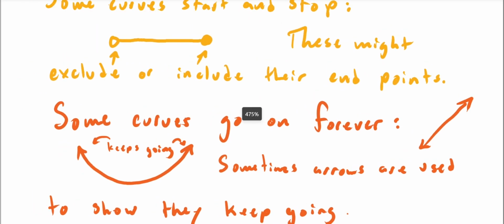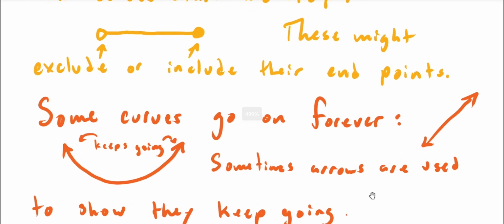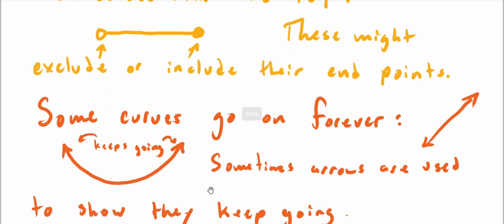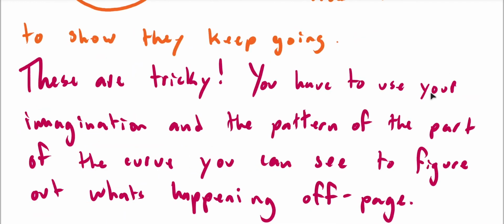Now, some curves don't stop. Some curves go on forever, and we use arrow notation to indicate that that is the case. Sometimes it's left for you to figure out, but most of the time, if we're going to say that a curve keeps on going, then we put some arrows on the end. Now, these are especially tricky because you have to use your imagination and maybe a little bit of knowledge about math lore in order to know how those curves are going to behave once they leave the page, once we no longer see them and they just keep on going.